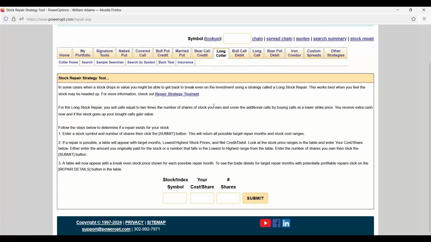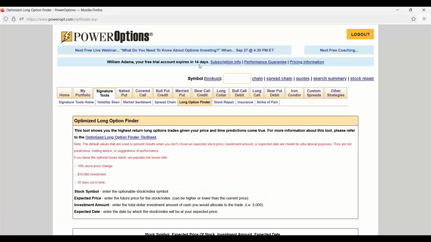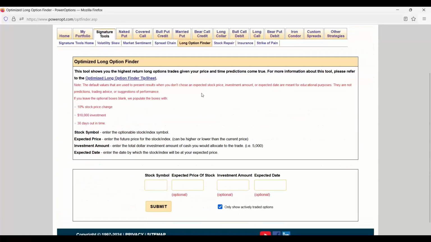We can put in our symbol, see a ratio call spread that'll help us get back to break even faster than just selling at or out of the money calls against the position, and not necessarily risk locking ourselves into a loss. And then the long option finder tool. That's going to help you to evaluate speculative positions, which call or which put is the best to buy.